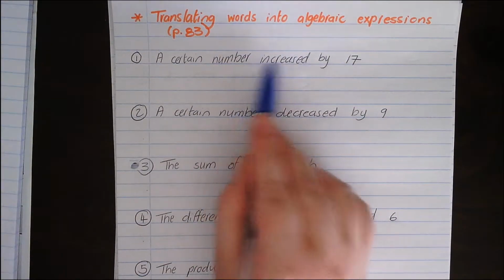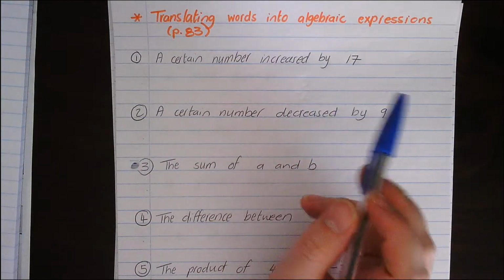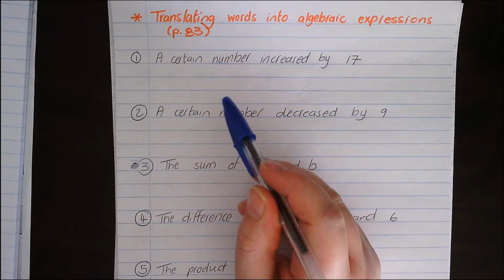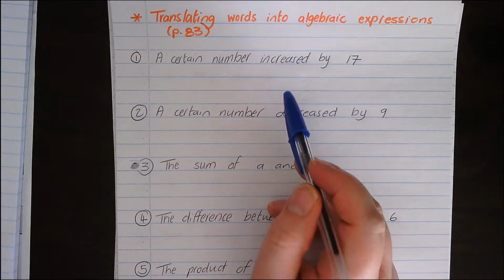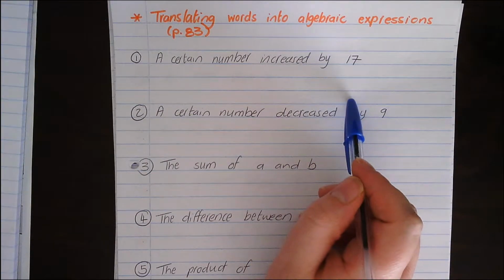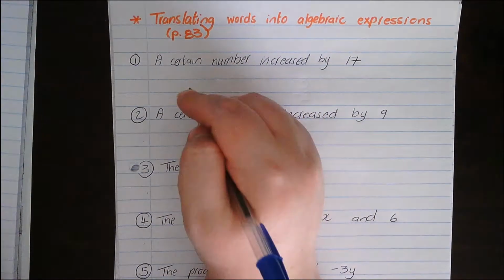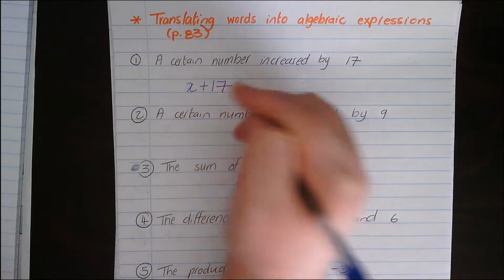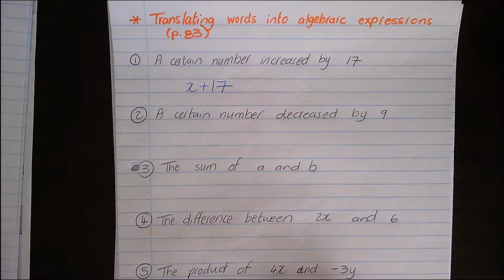A certain number increased by 17. If I tell you that the dam levels have increased by 17 millimeters, then you know that they have gotten more by 17 millimeters. So you're going to add 17 to the original number. We don't know what that original number is. We usually call it x, but you can give it any number or any letter. So x plus 17. Okay, so a number increased by 17.